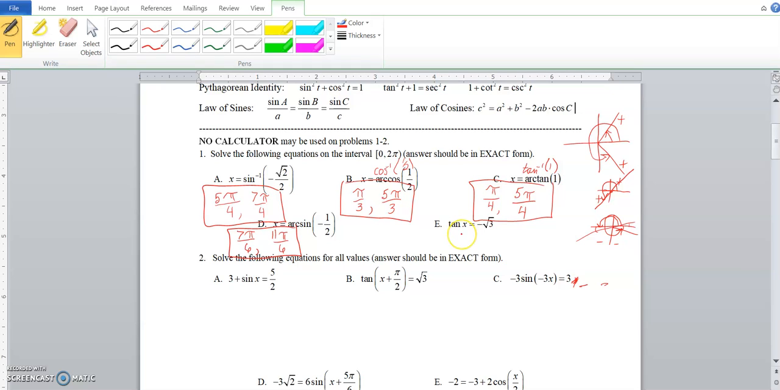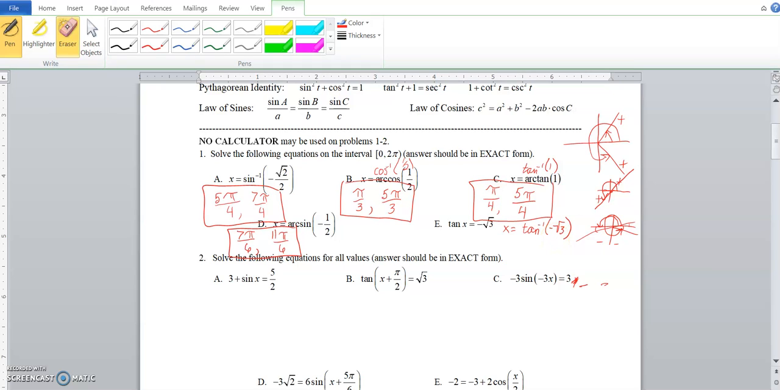Now, this is just asking a little differently. It says tangent x is equal to negative square root 3. The first step algebraically would be taking tan inverse of both sides. So this would look like x is equal to tan inverse of the negative square root of 3. All right, so now it looks like A, B, C, and D. So the question is, what angle does tangent give us negative square root of 3?